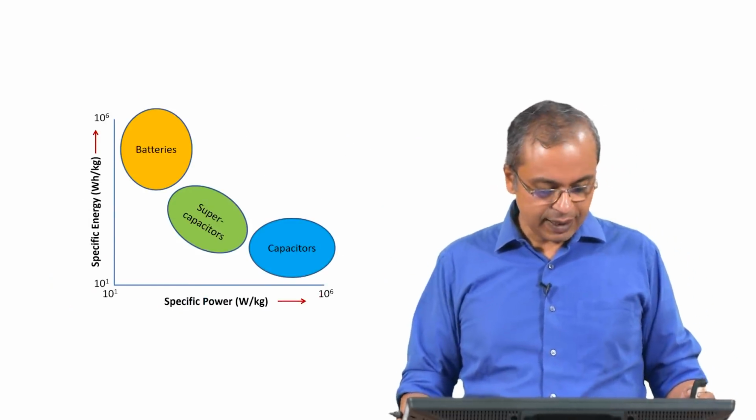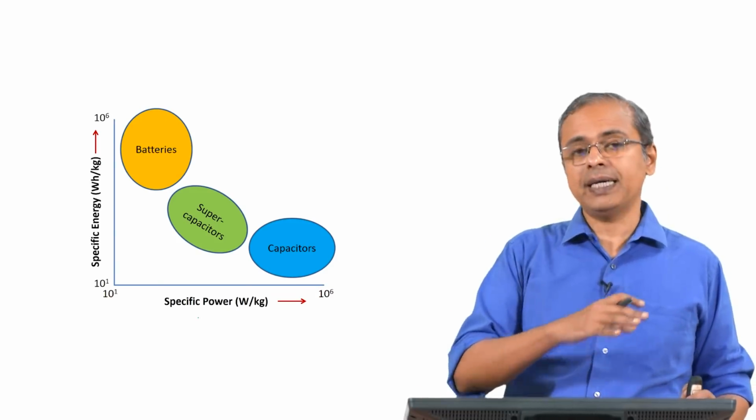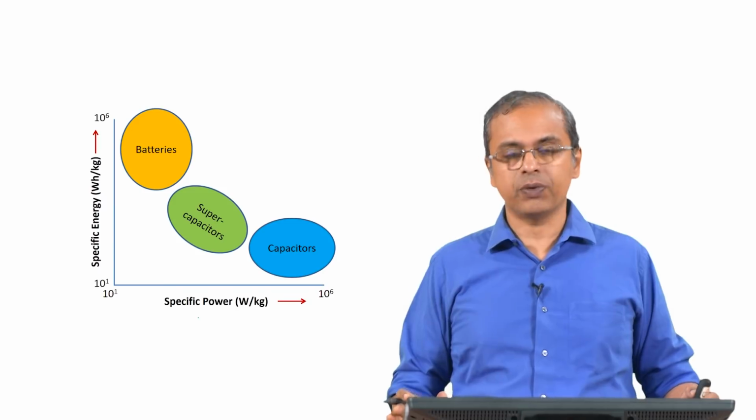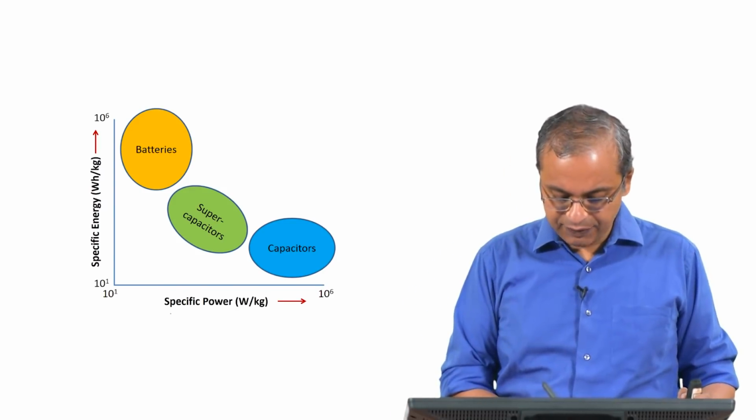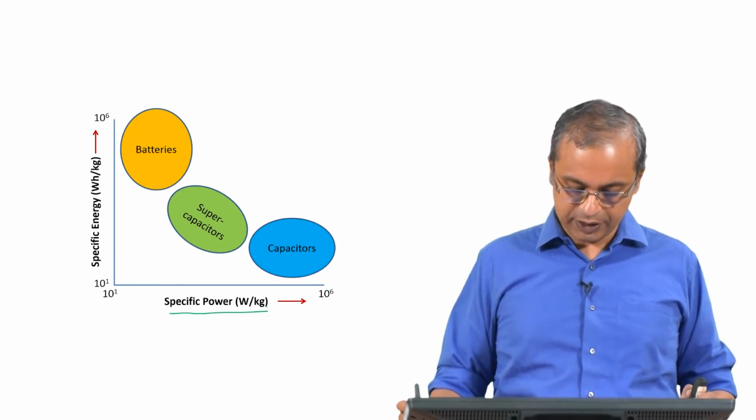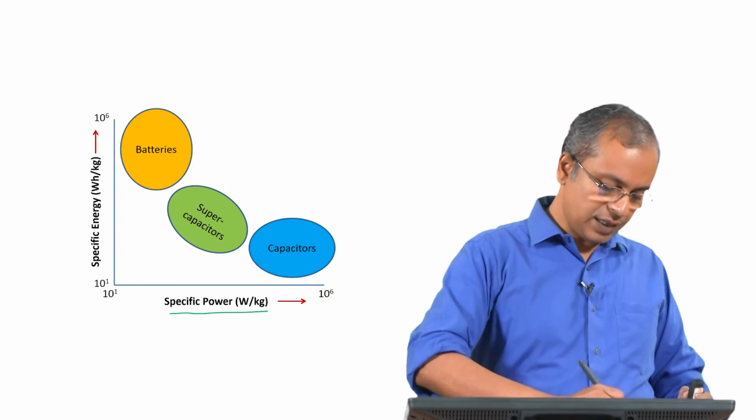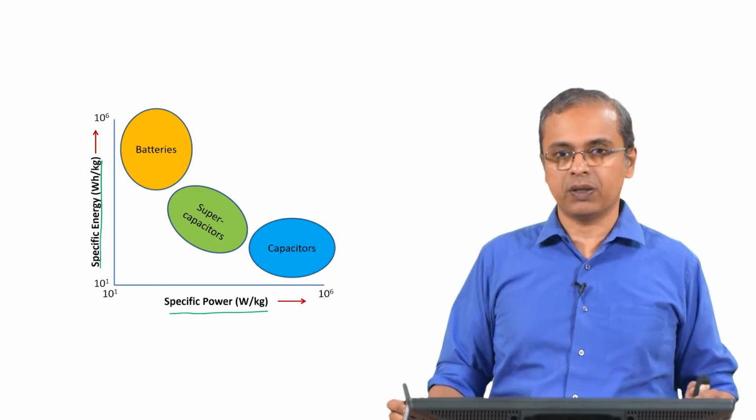So, this is the kind of plot that you would often see where they are comparing different kinds of power sources, different kinds of energy sources available to you. On your x axis we have specific power, in watts per kilogram, and on the y axis we have specific energy, watt hours per kilogram, or joules per kilogram.